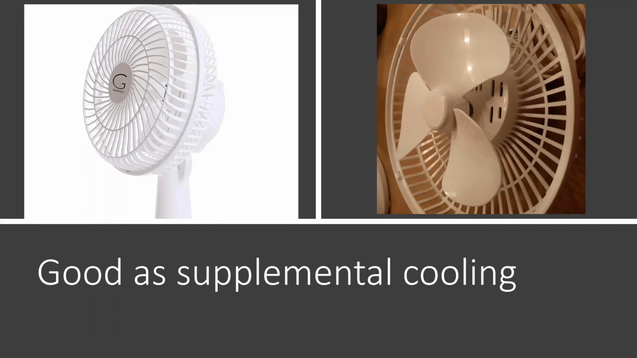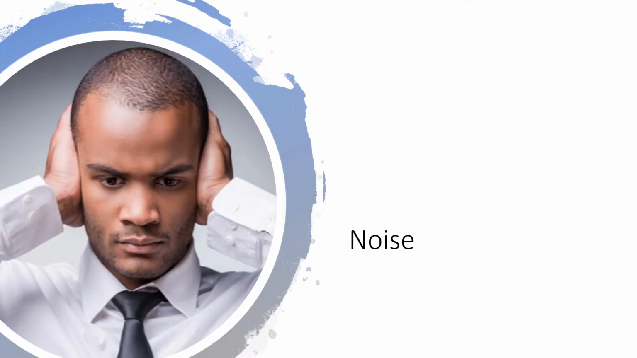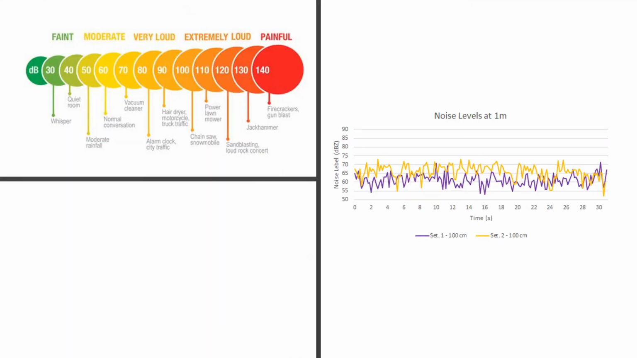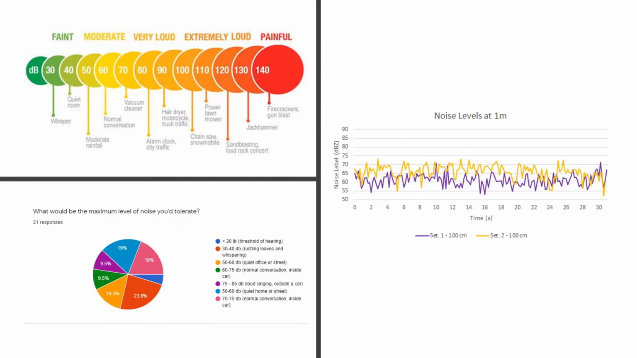Since we can't make many changes to airflow, we turn to the third most important feature, noise. As we can see, the sound has a pretty large range from 55 to 70 decibels, which goes from a moderate rainfall to someone vacuuming. This is far from ideal. In fact, when we surveyed people, 62% of them said that the maximum noise level they would tolerate would be from 50 to 60 decibels or less, with an additional 10% of them barely standing the 60 to 75 decibel limit. So our fan could definitely use some modifications.